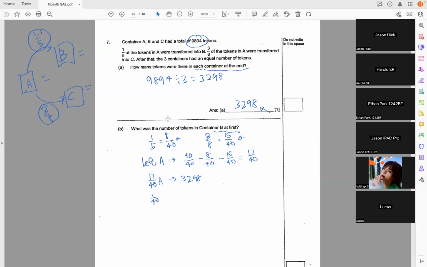1 over 40 of A will be 3298 divided by 17. I get 194. So the reason why I do this is because I want to know what is B at first. Now I need to know what has been transferred to B, which is this. 8 over 40 was transferred to B. So 8 times 194. 1552. So 1552 has been transferred and added into B.